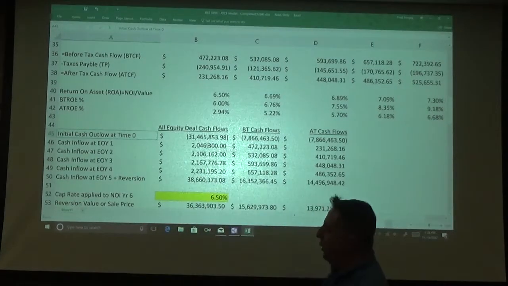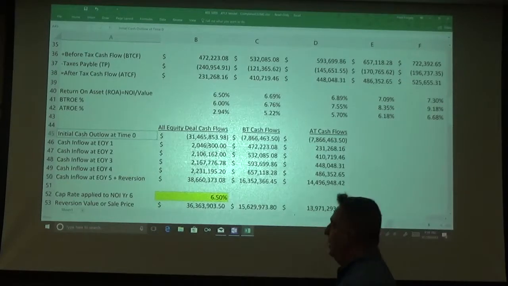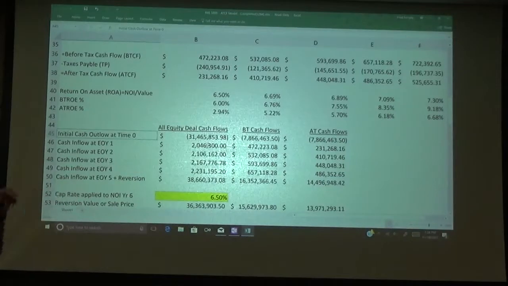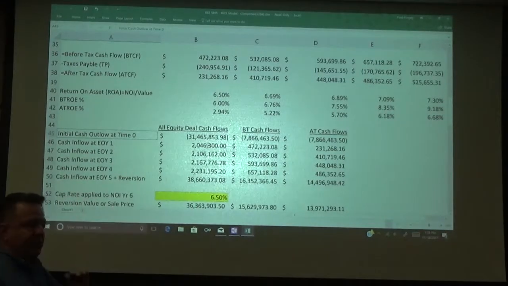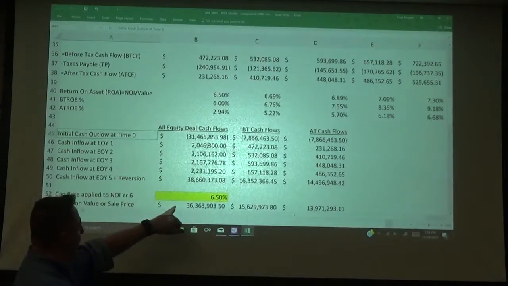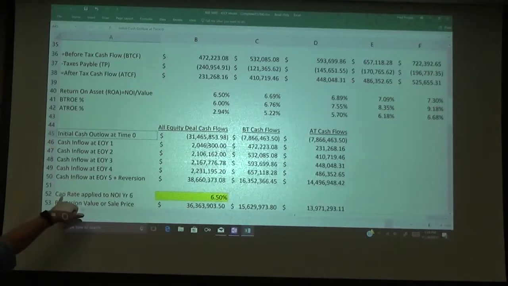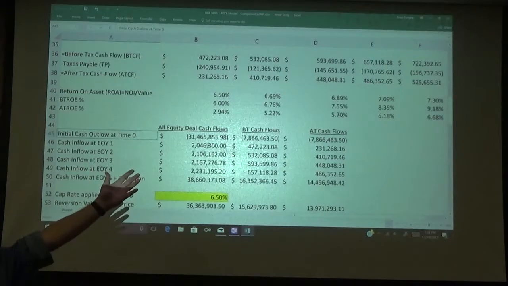Now, the cash flow at end of year 5 plus reversion is simply going to be the final year cash flow of NOI plus whatever the reversion value is. Because if it's an all equity deal, there is no debt, so you don't subtract that out. So all you're doing is taking the reversion value, which you get by applying the cap rate of 6.5% to the year 6 NOI.